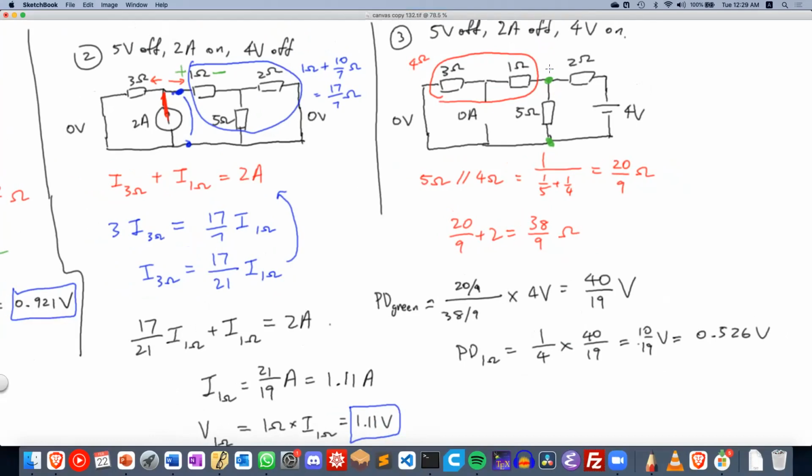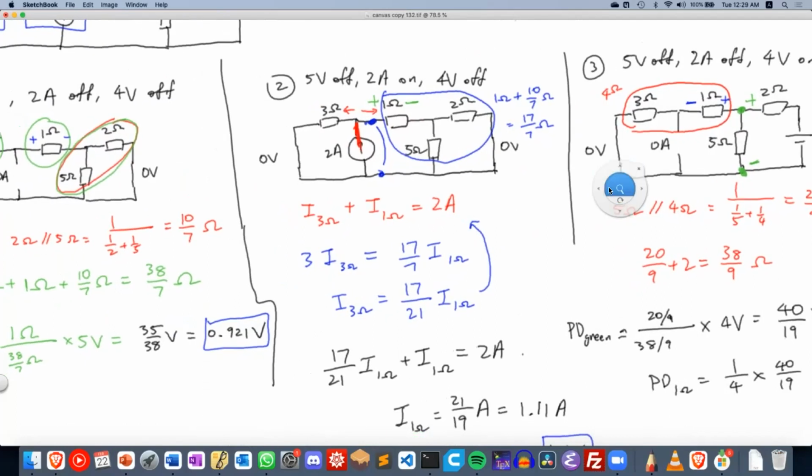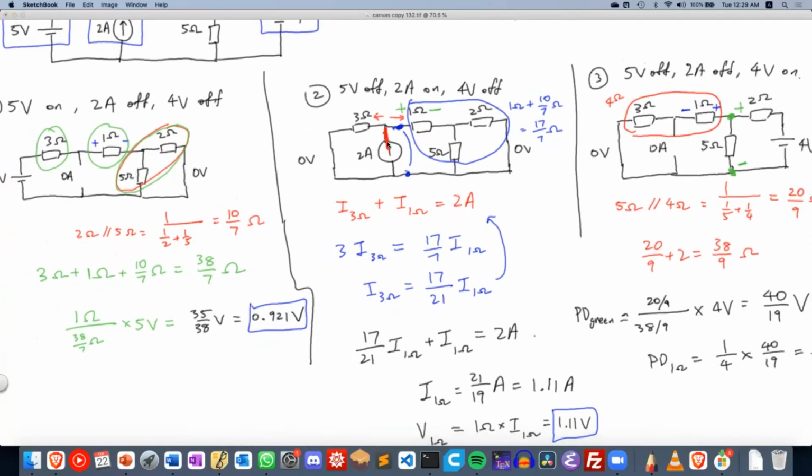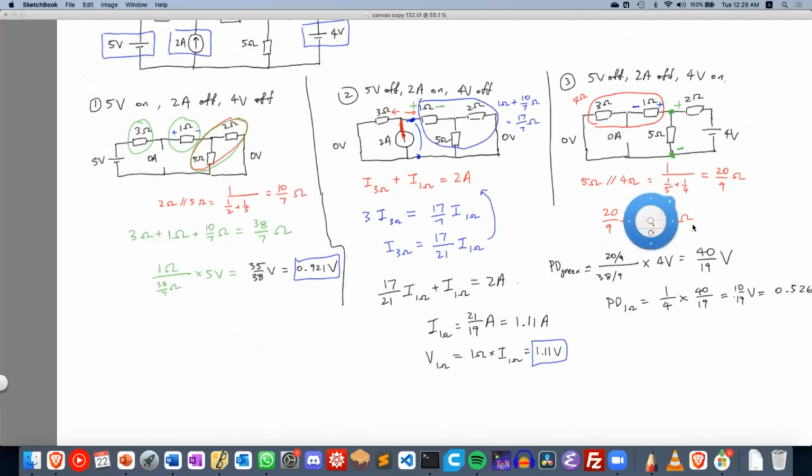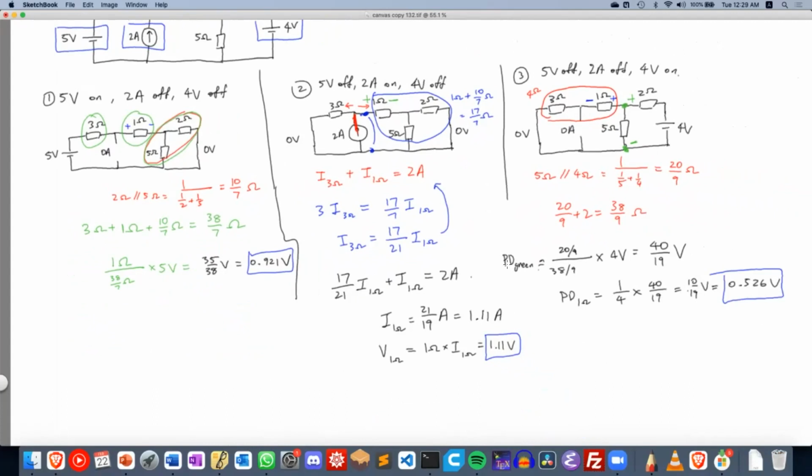Okay, so noting the sign, for the green one your positive is here and negative is here, which means that when the current flows through the 4 ohm part, it's going to create a PD where the right side of the 1 ohm is positive and the left side is negative. So it's different from the other two signs. For the first and second scenario, your left side is positive and the right side is negative. But in this case, the left side is negative and the right side is positive. So it's the opposite.